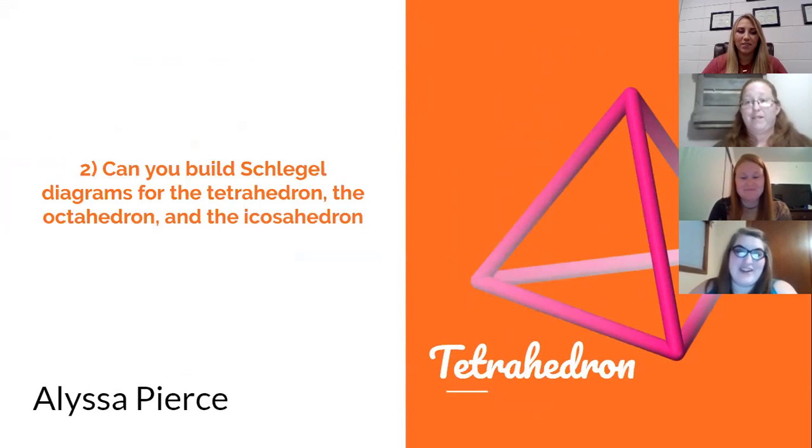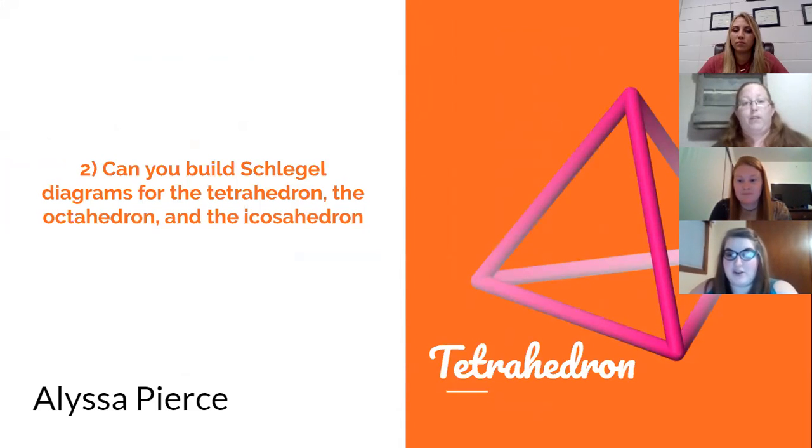I'm going to show you guys how to build some Schlegel diagrams. Do any of you know what that means? No. All right, so a Schlegel diagram is a projection of a form from or into a point just outside of one of its facets. So let's take a look at a tetrahedron.